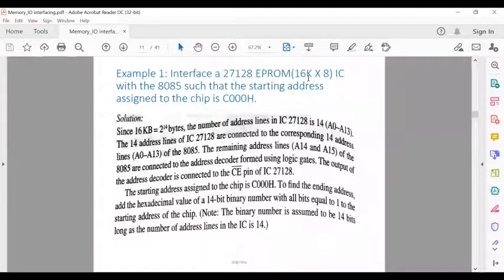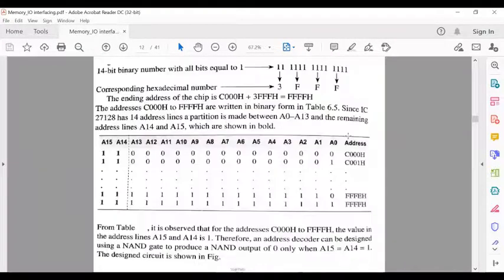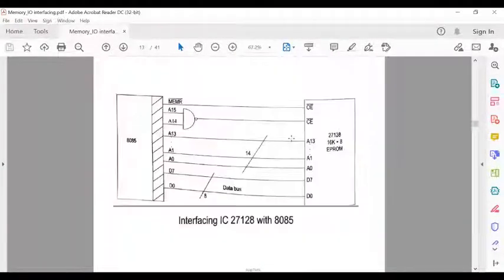That means for the 16K, the first line written over here, if it is given 16K cross 8, you have to write down that 16K is equal to 2 to the power 14, so that 14 address lines are required from A0 to A13. That's all. After that you have to draw this memory mapping table, then draw this interfacing diagram. That's it.